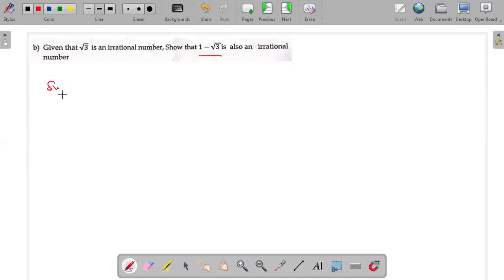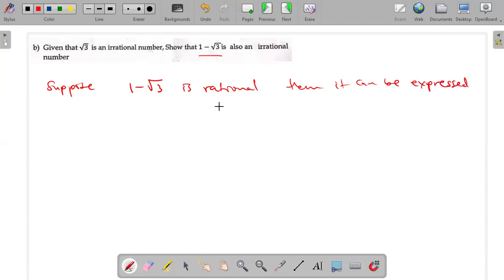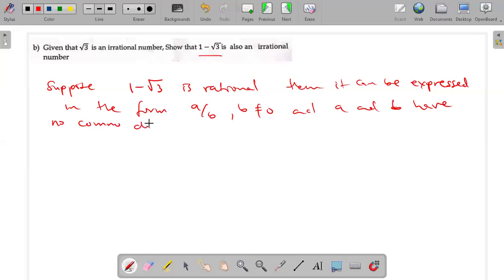So I say, suppose 1 minus root 3 is rational, then it can be expressed in the form A over B, where B is not equal to 0, and A and B are coprime, or A and B have no common divisors. Okay, so this is the supposition that we make, or the assumption that we make first.